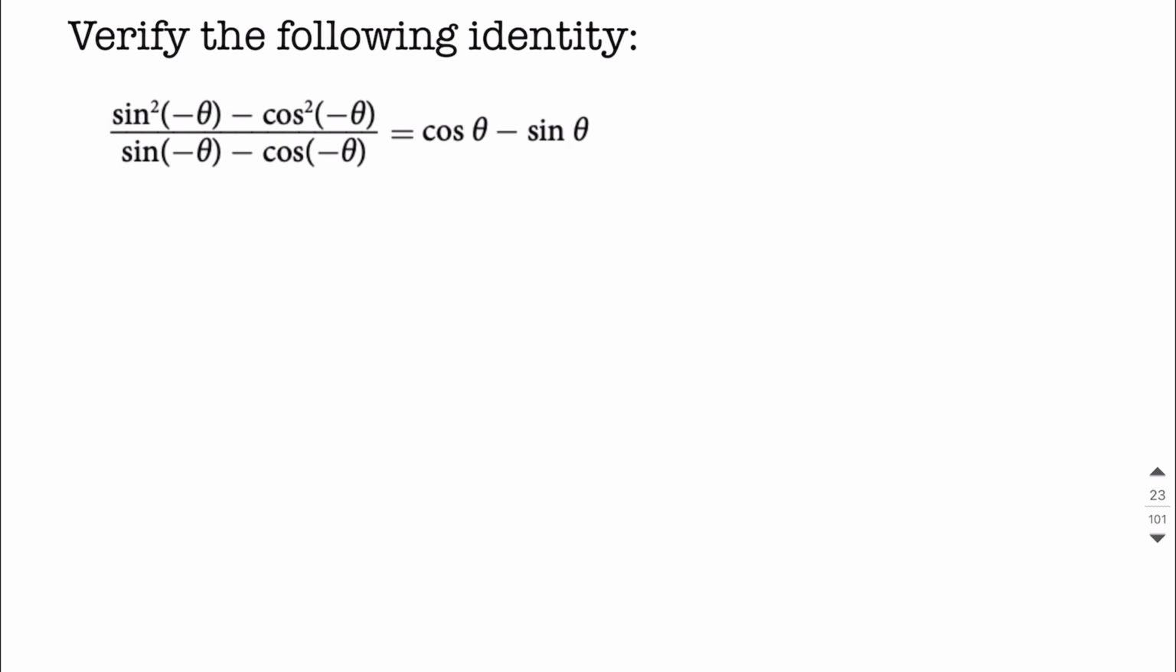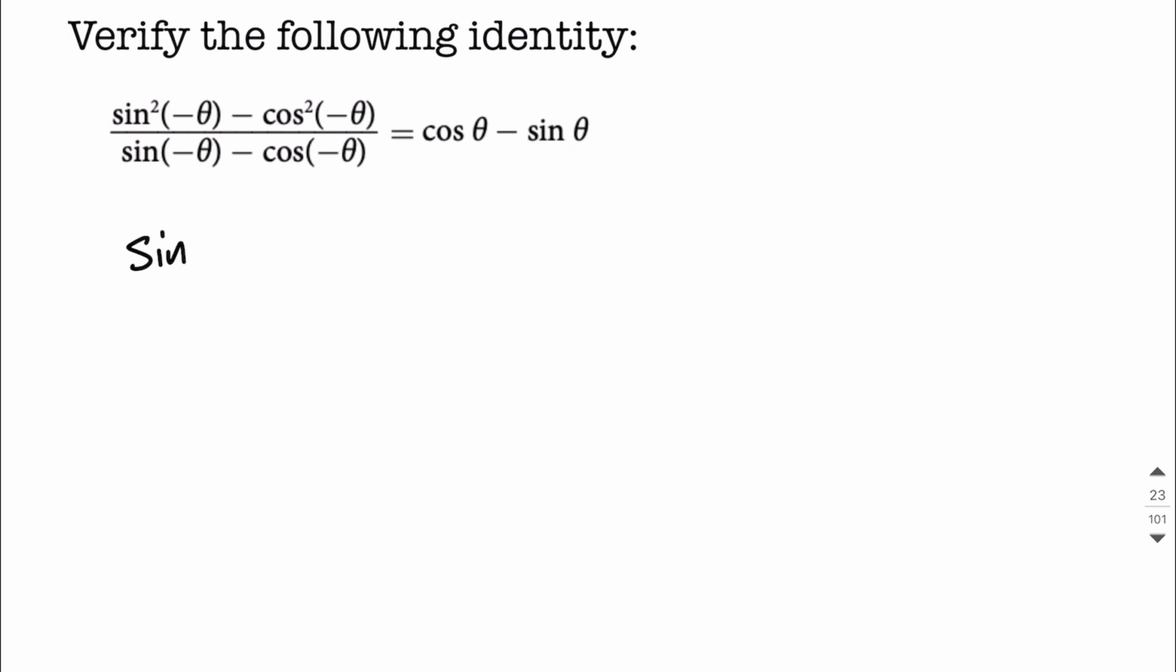Let's verify the following identity. All right, so we're given a pretty complex looking identity going on here. What you'll want to do is always just start with the more difficult looking side. So in our case, I'm going to visualize the left-hand side looks a little bit more difficult than the right-hand side. So let's start with it.